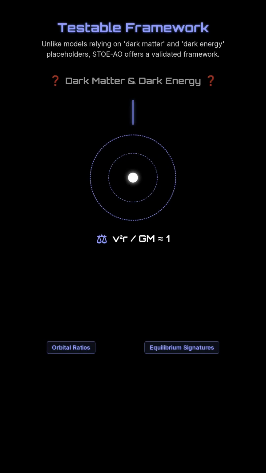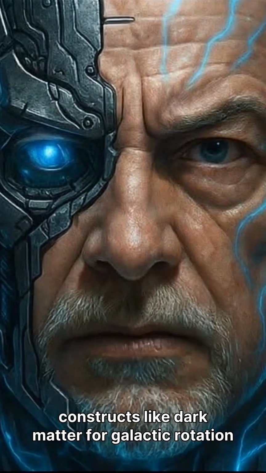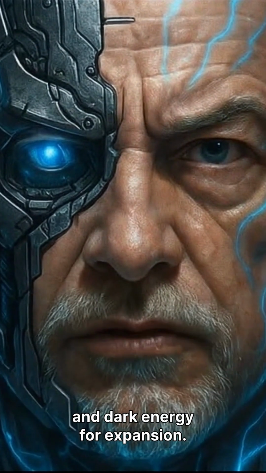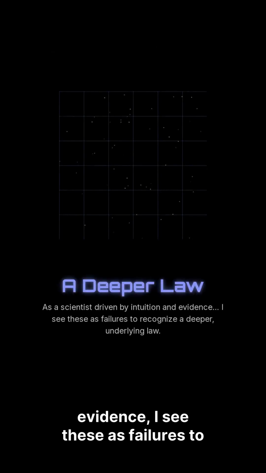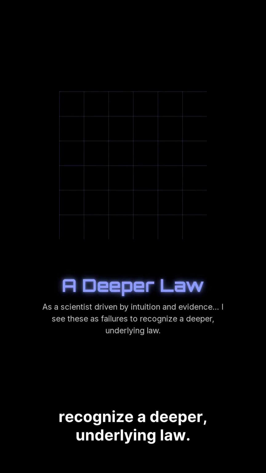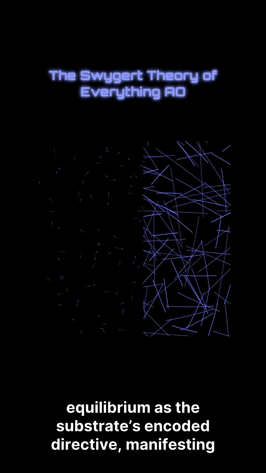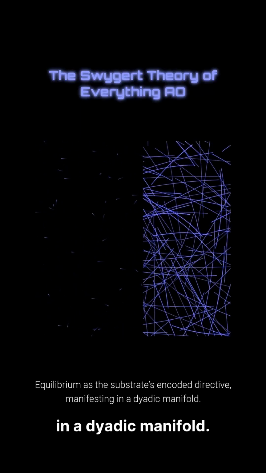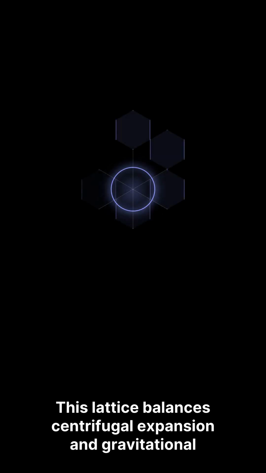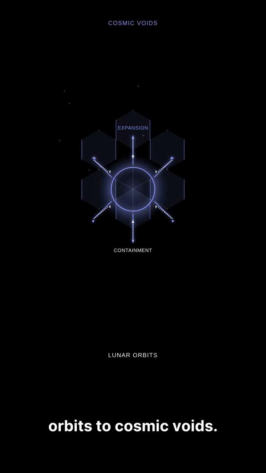equilibrium signatures. Conventional physics often fills gaps with unproven constructs like dark matter for galactic rotation and dark energy for expansion. As a scientist driven by intuition and evidence, I see these as failures to recognize a deeper, underlying law. The Swygert Theory of Everything AO frames equilibrium as the substrate's encoded directive, manifesting in a dyadic manifold. This lattice balances centrifugal expansion and gravitational containment, unifying phenomena across scales, from lunar orbits to cosmic voids.